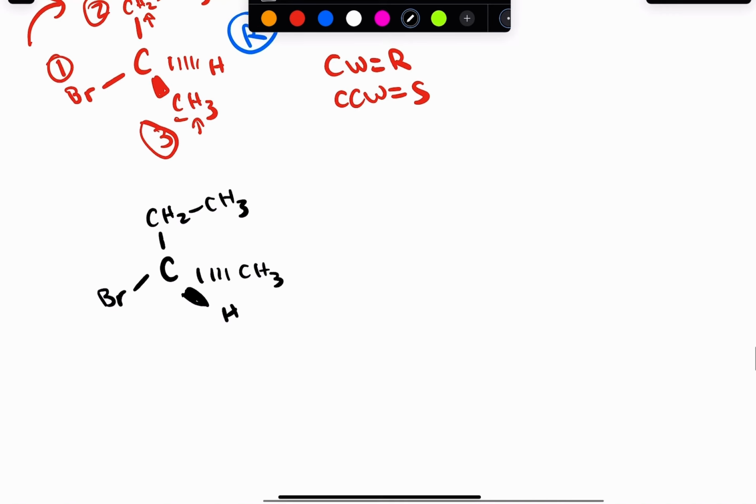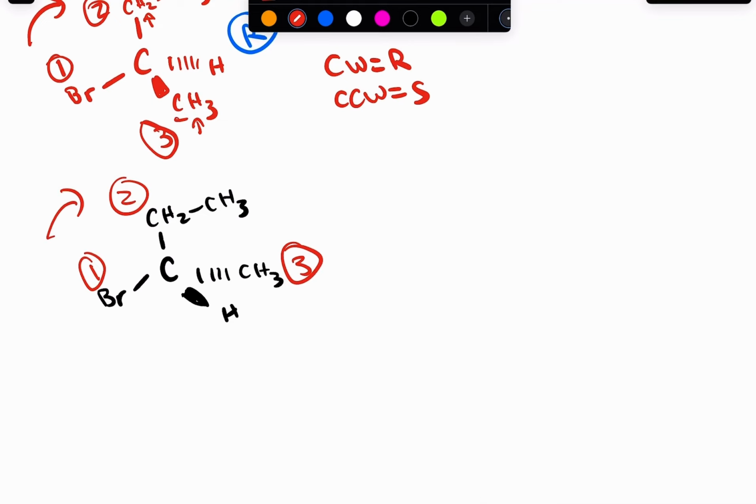Now, if we assign priority again, this bromine would again be given 1, this ethyl would be 2, and this methyl would be 3. It looks like it's going clockwise, so we would be tempted to give it the R configuration. But one thing to note, our least prioritized element is wedged. Because it's wedged, we would reverse the configuration from R to S.